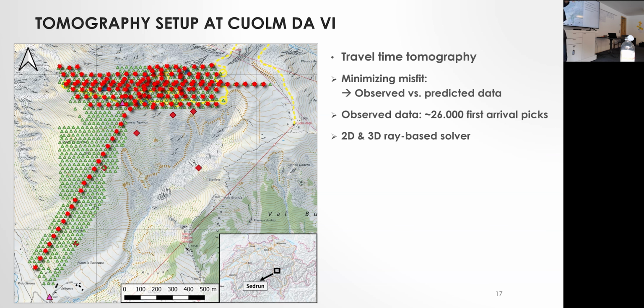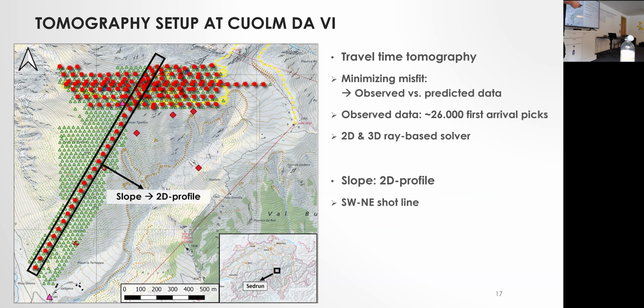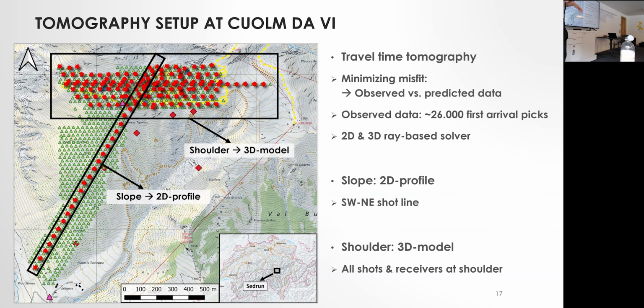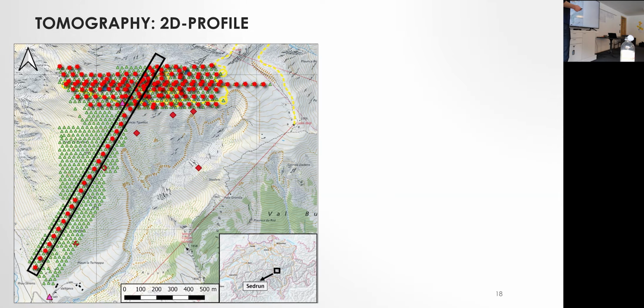Now there are 2 tomography domains that we've worked on. The first of all is a 2D profile along the entire slope based on the southwest-northeast shot line. And the other domain is a 3D model here at the landslide shoulder, including all the shots and receivers at this part of the landslide shoulder. I would like to start with the 2D profile along the slope.